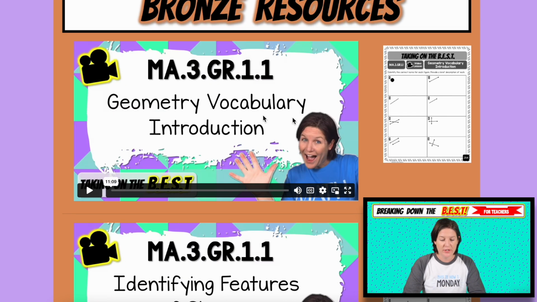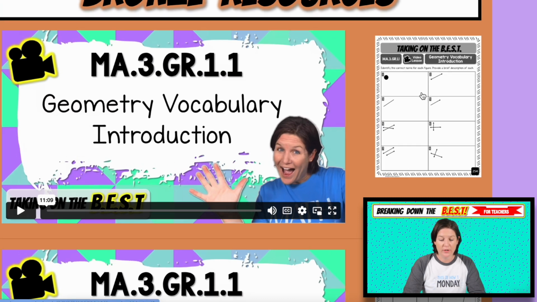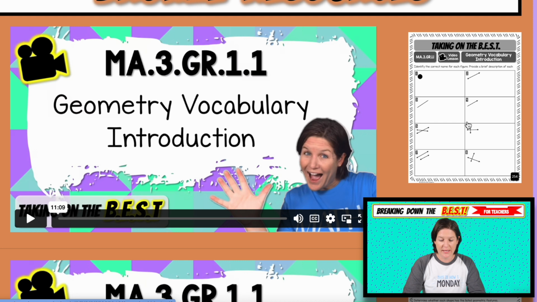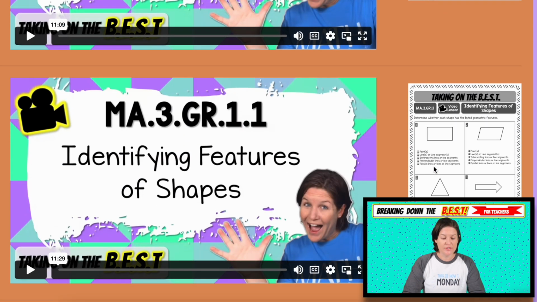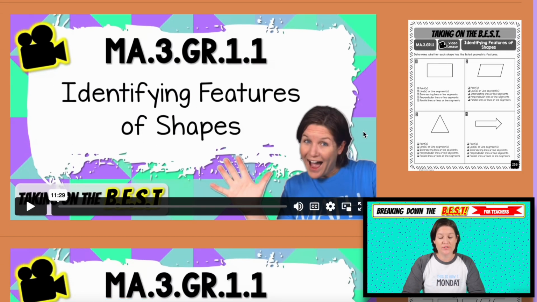So you can see here, we have a geometry vocabulary introduction video where we're going over a point, a line segment, a line, all of these, perpendicular, intersecting, parallel, okay, and in isolation, we're going over those words. Then the next video is about identifying these features in shapes. Does this rectangle contain points? Does it contain line segments? Does it contain parallel, perpendicular, all that?